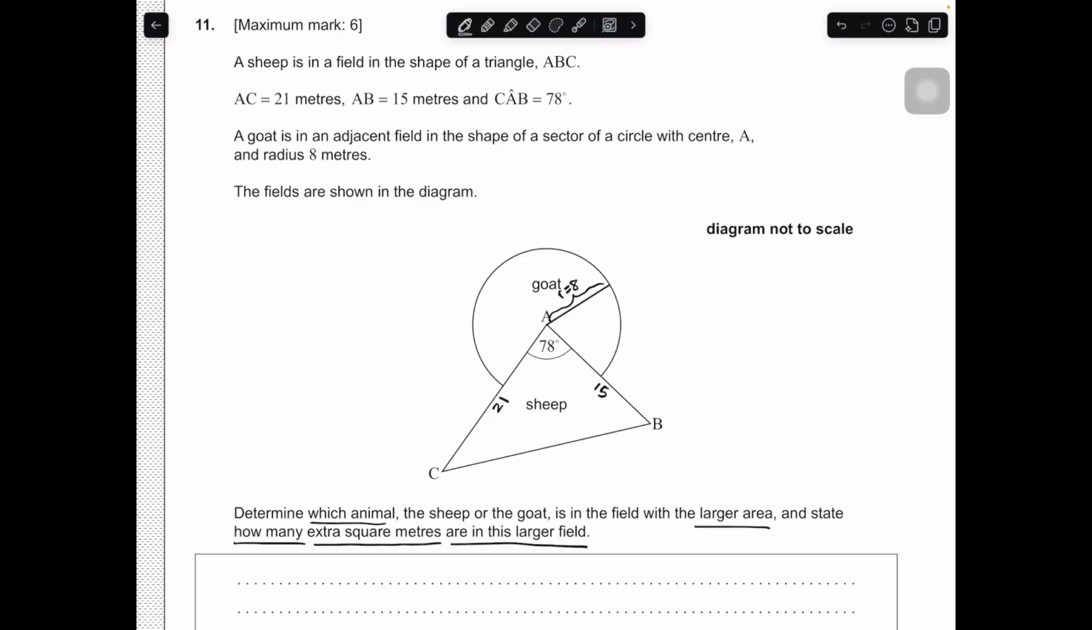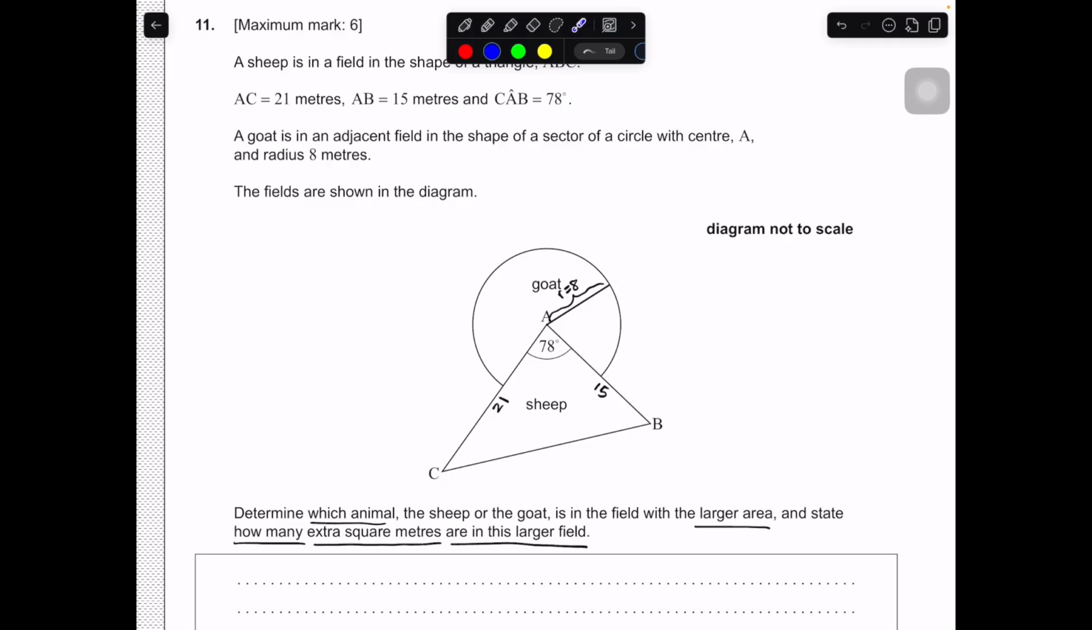Okay, so which animal, the sheep or the goat, is in the field with a larger area? Okay, this isn't actually too bad. So let's go and deal with the sheep first. So here's the sheep. They're in this triangular pen, I suppose, this triangular field. And we have an angle, and then two side lengths. And we have an included angle. That means an angle between two side lengths.